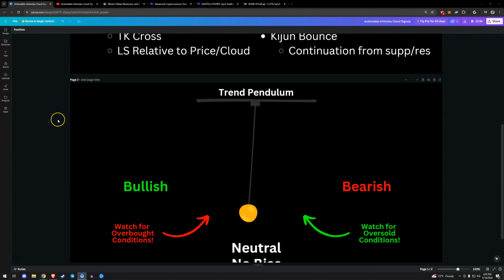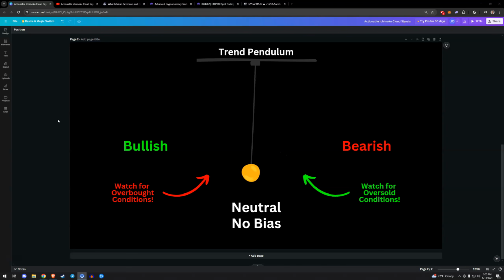What does it mean? If we look at the trend pendulum, at least in my head, this is how I'm always thinking about it, right? Are we bullish? Are we bearish? Are we neutral? Start there. Okay. We'll take a look at the Bitcoin cloud in a second, but the Bitcoin cloud right now is neutral.